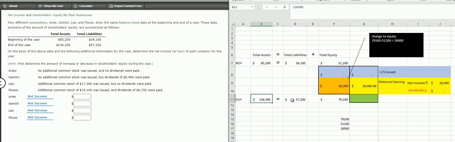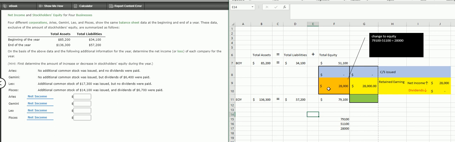136,300 is the total assets at the end of the year, and 57,200 is the total liabilities. 12 months later, at the end of the year, my equity has to be the difference between these two numbers, which is 79,100. So I basically plug in all the numbers for you.